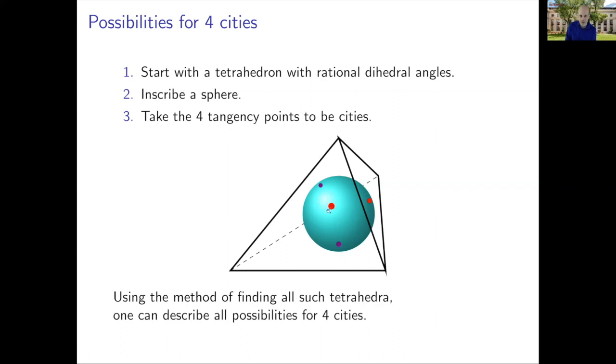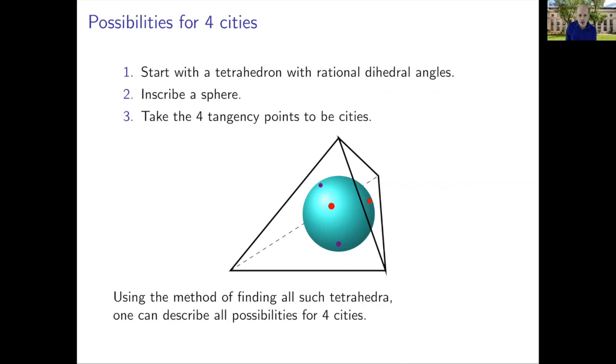And what you can check using some easy geometry is that if the dihedral angles of this tetrahedron are rational, then the distances between these cities will also be rational. This and some related constructions essentially gives you all ways of constructing 4 cities on the sphere that have rational distances. So using the solution that I showed you for finding all the tetrahedra with rational dihedral angles, as a byproduct, that also solves this problem for 4 cities on a sphere. Okay, so we know all the 4-city configurations.